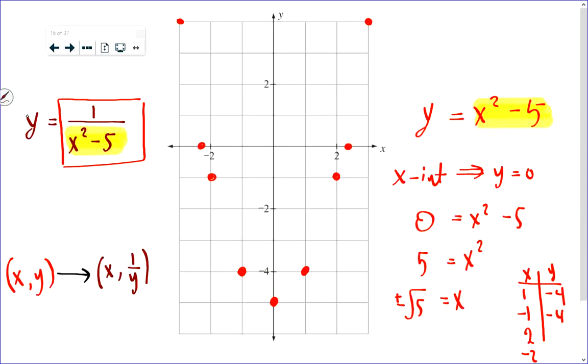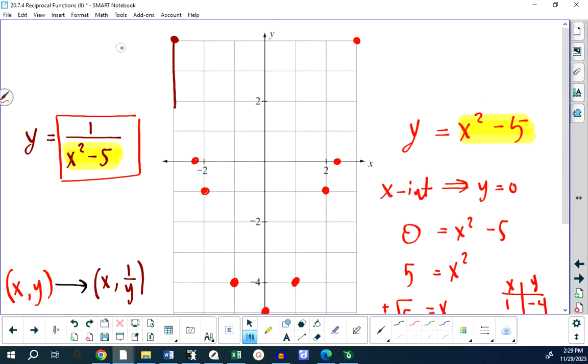So for example, I'm going to start on the left. This point up here is at 4. What's the reciprocal of 4? A measly 1/4.